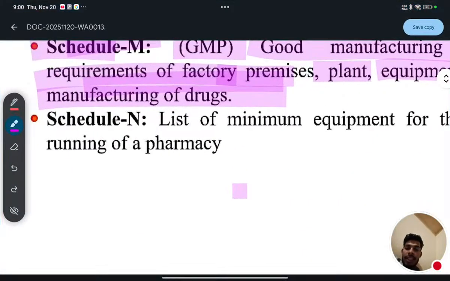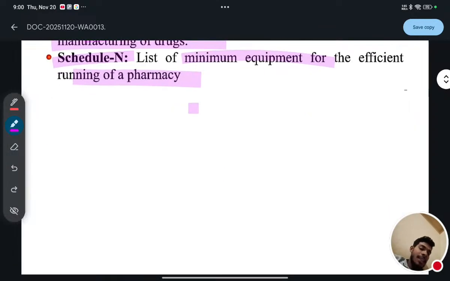So next we will see Schedule N. Schedule N is the list of minimum equipment for running a pharmacy. That means what equipment is required for running a pharmacy.